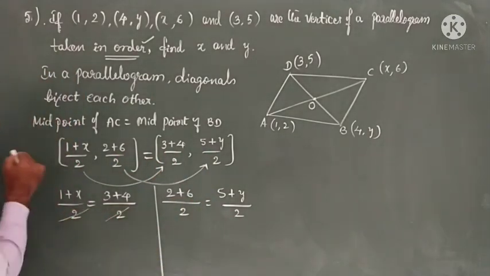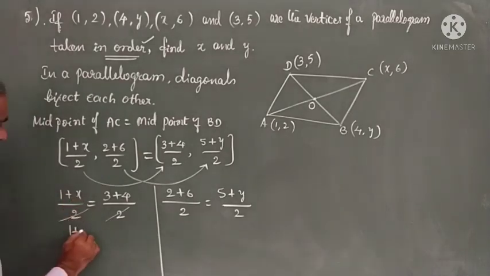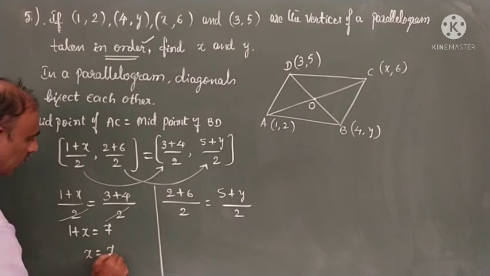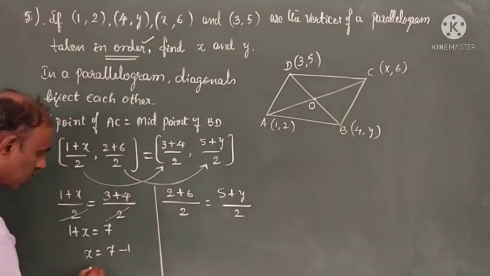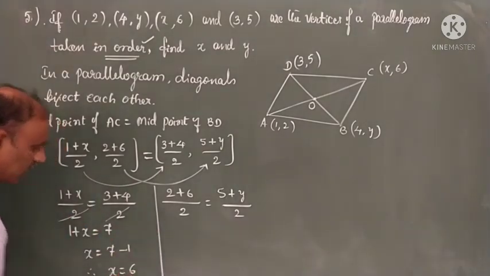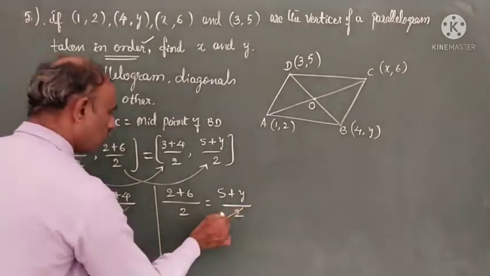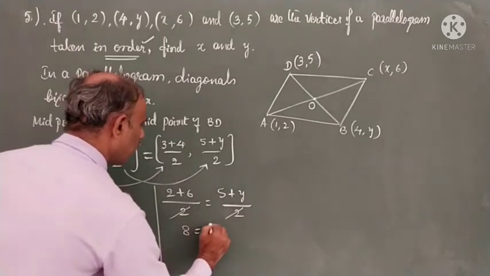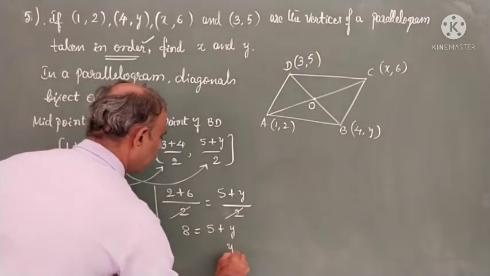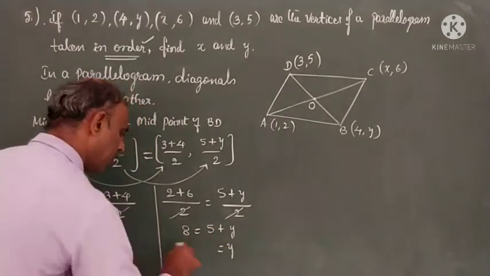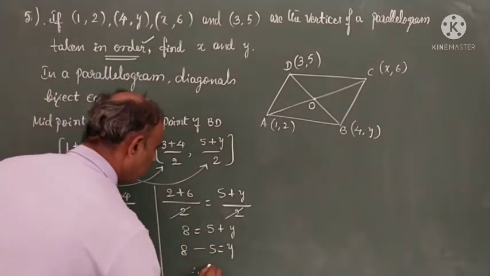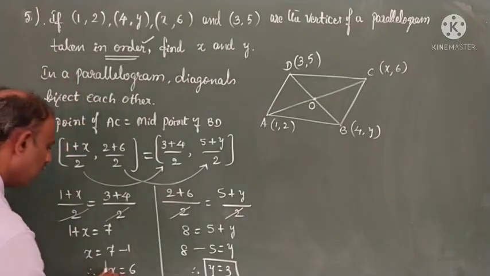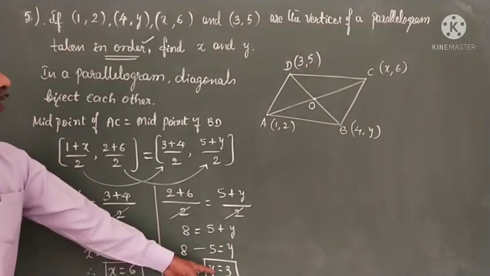The 2 cancels. 1 plus x is equal to 3 plus 4, 7. x is equal to 7 minus 1. So therefore, x is equal to 6. Here also the 2 cancels. 2 plus 6, 8, is equal to 5 plus y. Y you keep here only: 8 minus 5. So therefore, y is equal to 3. So the x value you got is 6 and the y value you got is 3.